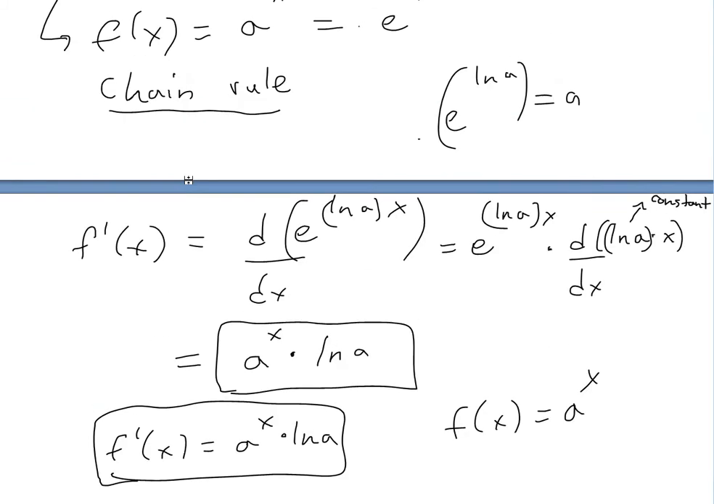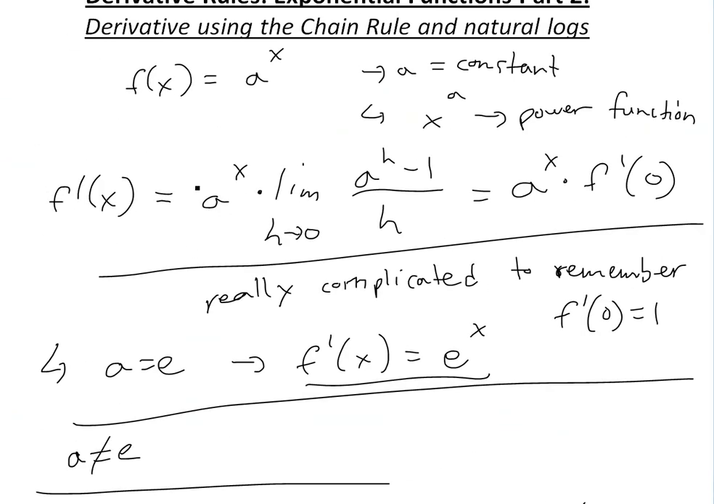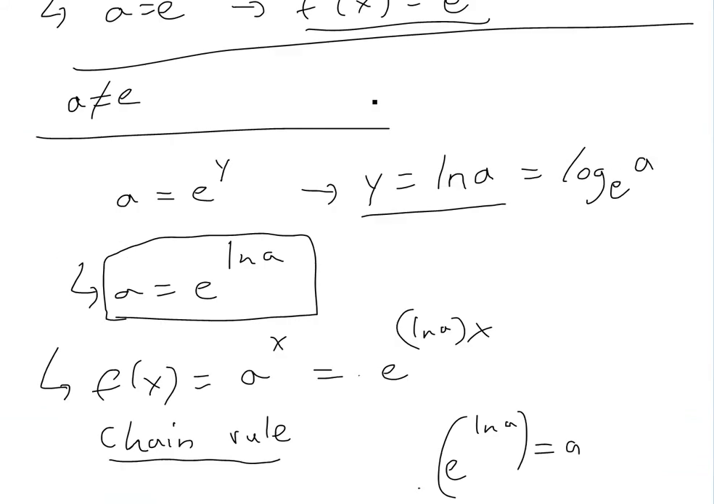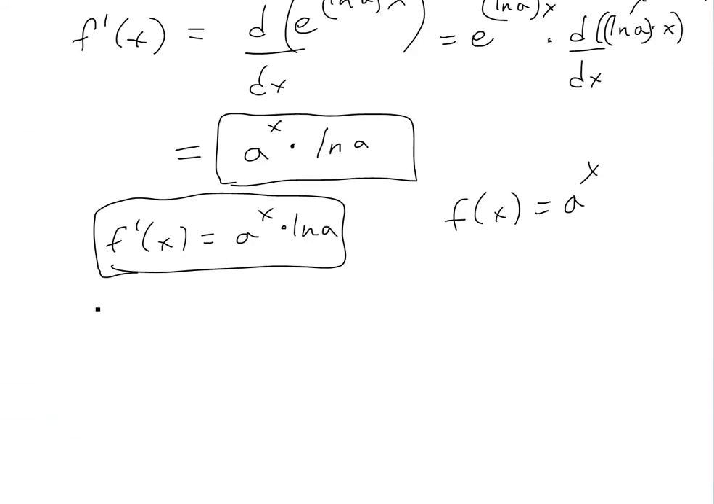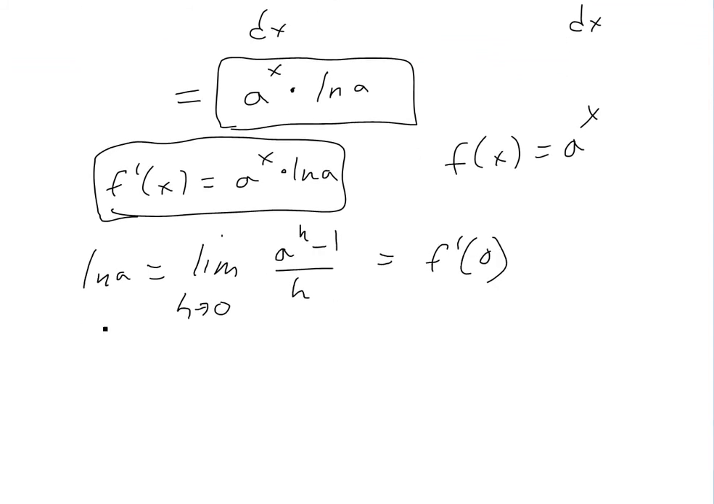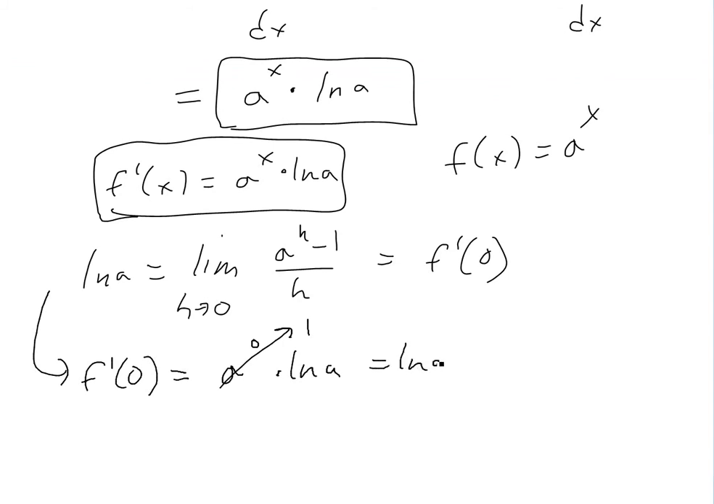If we compare the two from before, what it's saying is that ln a is equal to the limit as h goes to 0 of (a to the h minus 1) over h, and it also equals f prime of 0. Let's test it out. What is f prime of 0? We'll just put it in. F prime of 0 is equal to a to the 0 times ln a. This is just 1, so it just equals ln a. And this is all correct.